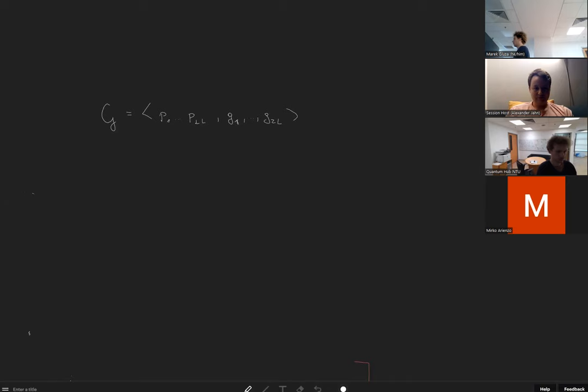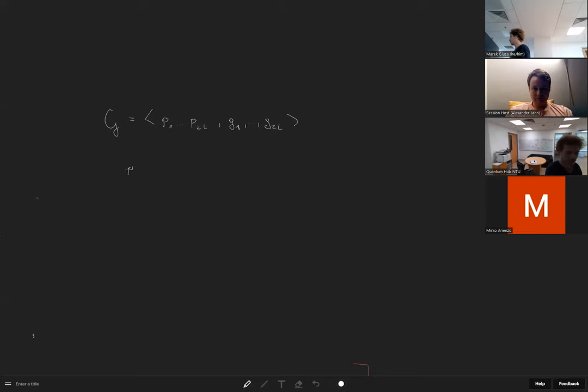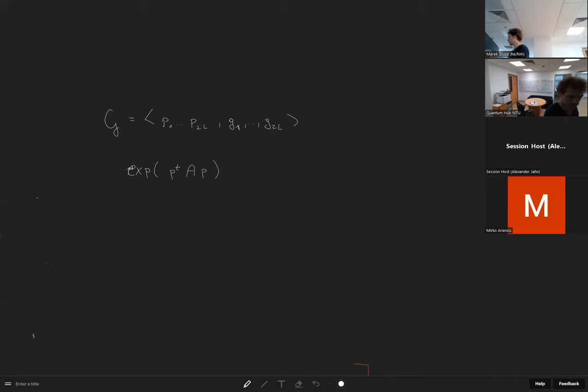Okay. So now what happens if I consider an exponential function, for example the exponential of P transpose A P? Then if I integrate this against P, we already got that this is the Pfaffian of A.